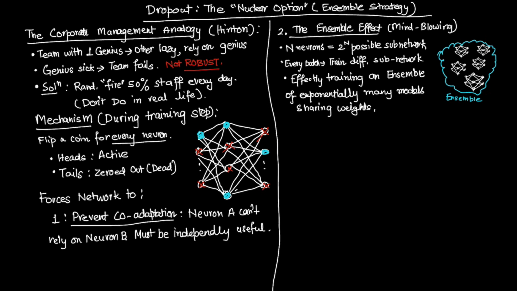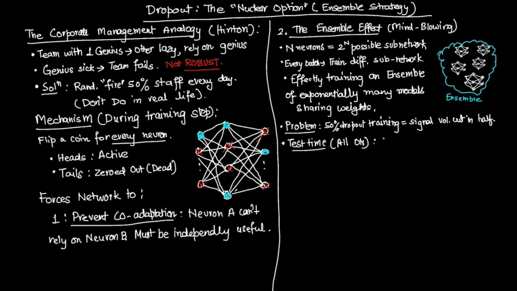Now a critical implementation detail. If I kill 50% of your neurons during training, the total volume of the signal passing through the network is cut in half. If I test the model and turn all neurons on, the signal will be double what the network expects. It will explode. So we have to scale.